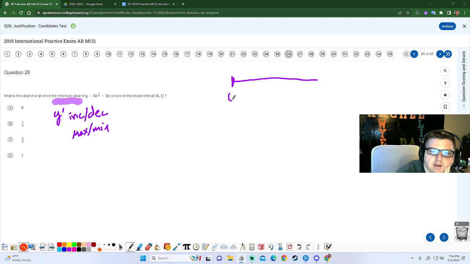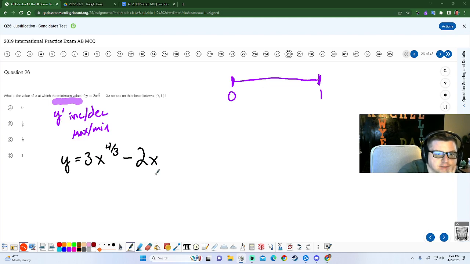So let's create a number or sign chart, number line, whatever you want to call it. And let's take our function y equals 3x to the 4/3 minus 2x, and let's take the derivative of that. And this is what I was actually talking about earlier. We can take the derivative of each piece and then subtract them at the end of the day, which is where those derivative rules and integration rules, how we can break it up, that's how we're breaking it up.